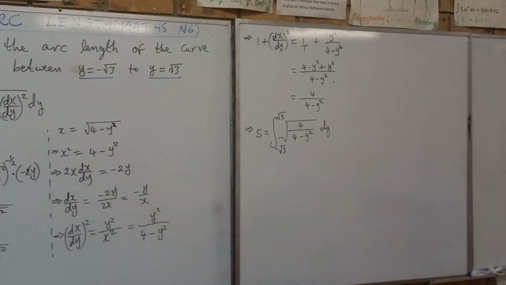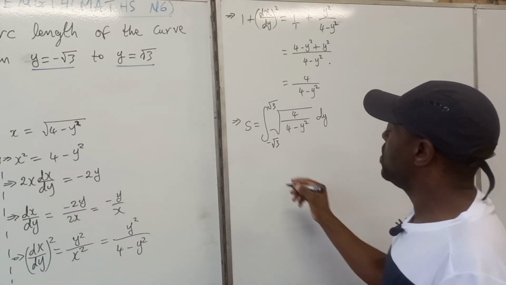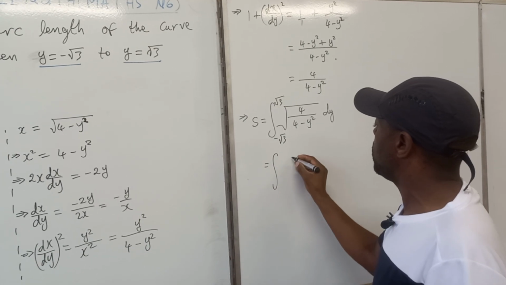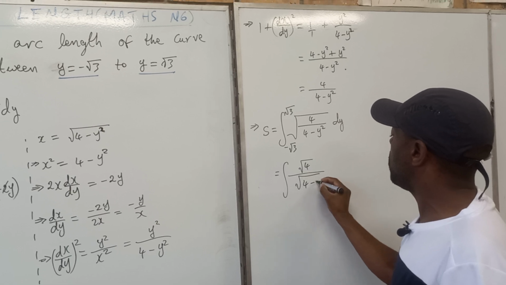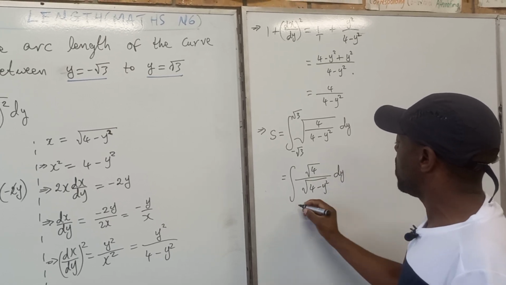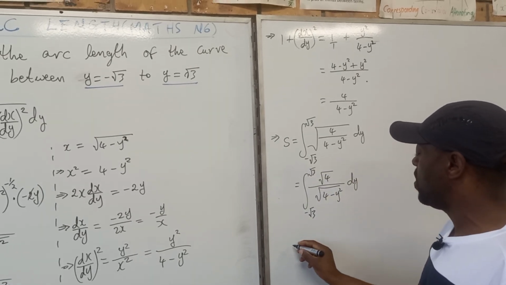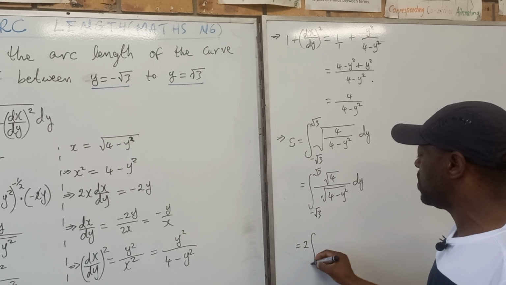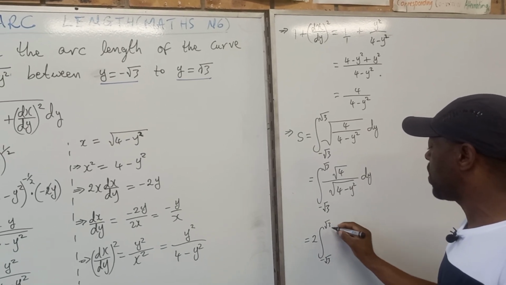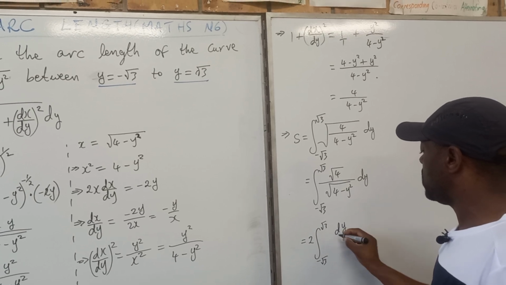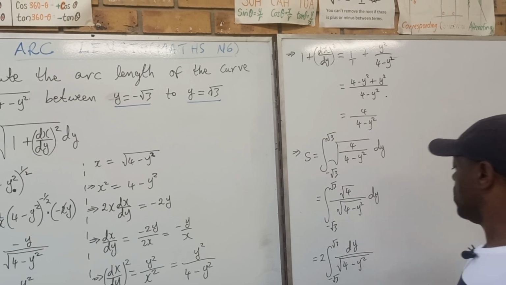So with that, the square root is flexible when it comes to division. So this becomes the integral of the square root of 4 divided by the square root of 4 minus y squared dy from negative 3 to 3. The square root of 4 is a 2, so we get 2, it being a constant, from negative 3 to 3. So we are now having only dy up there on the square root of 4 minus y squared.